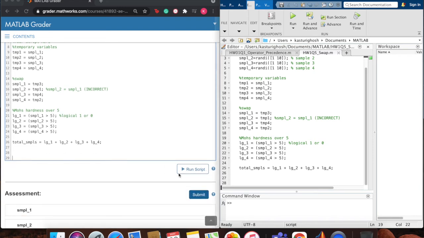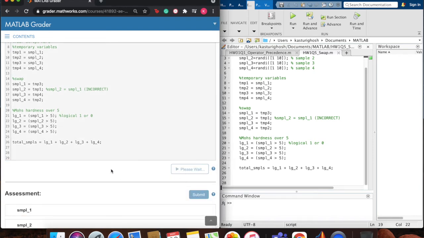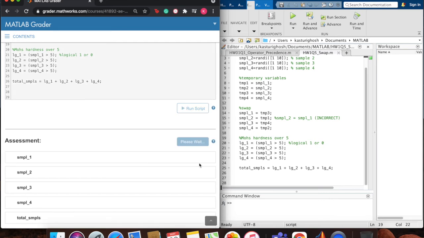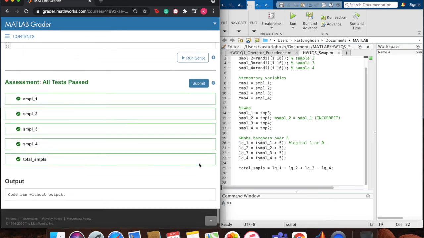And then we run it. Code ran without output and submit. All tests pass, perfect.